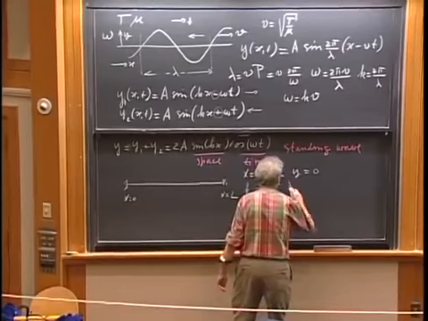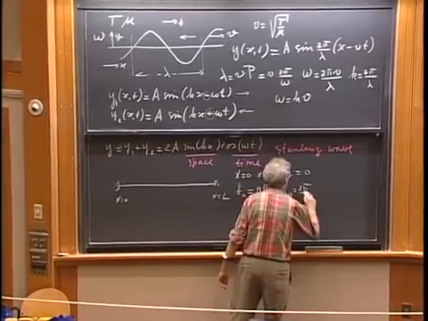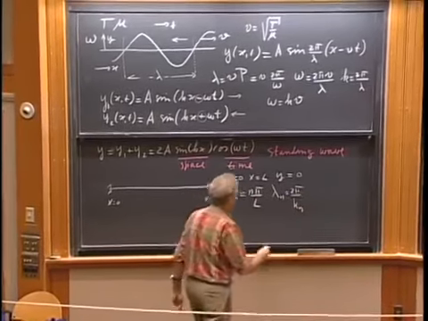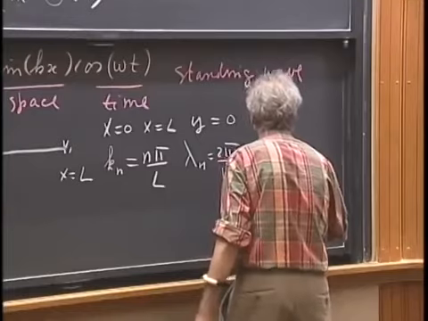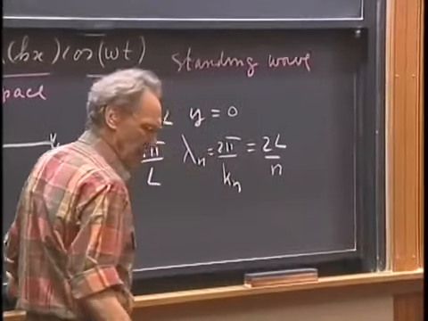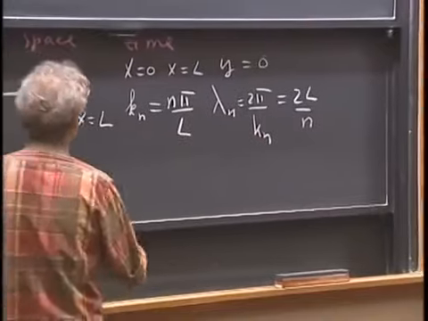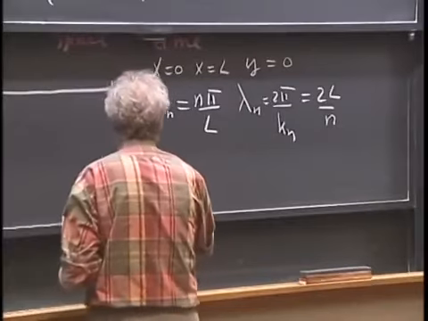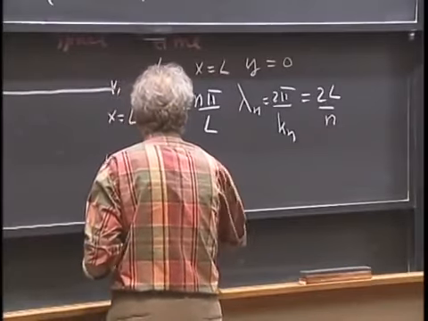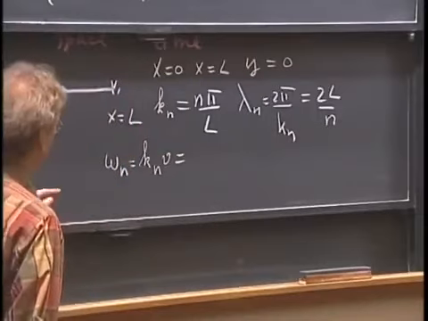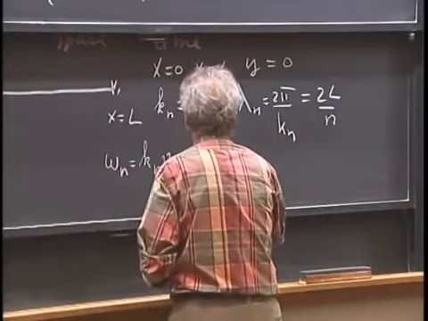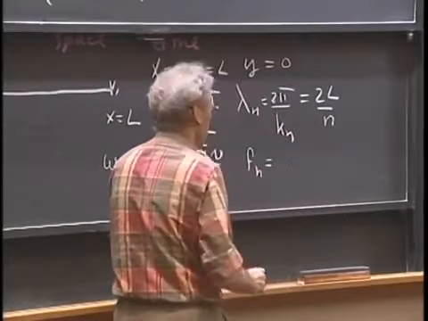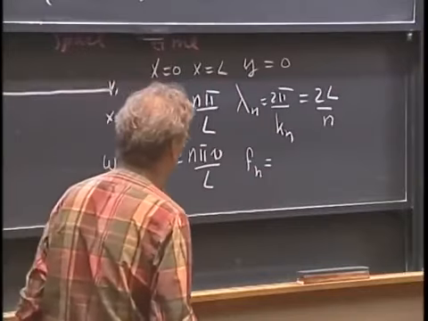So lambda n, which is 2 pi divided by k n, that's the way that I defined k n, then becomes 2L divided by n, n being that 1, 2, 3, 4, 5. Omega n, which is always k n times v, therefore becomes n pi v over L. And the frequency in hertz, if you prefer that, is 2 pi smaller, so it would become n v over 2L.